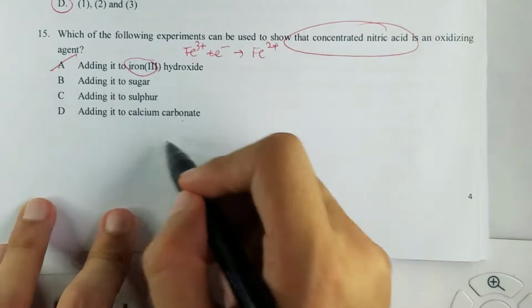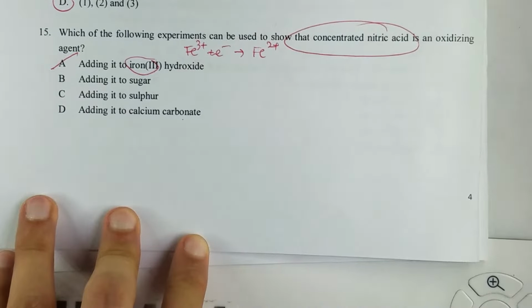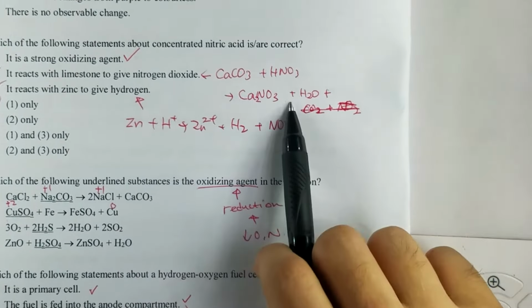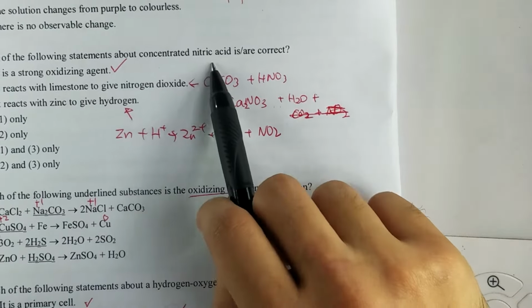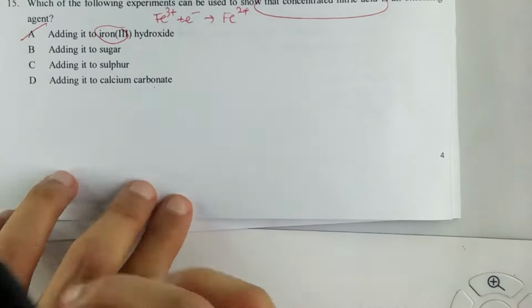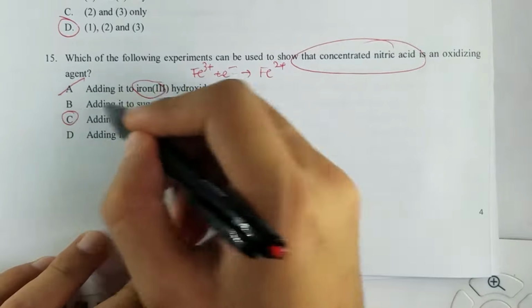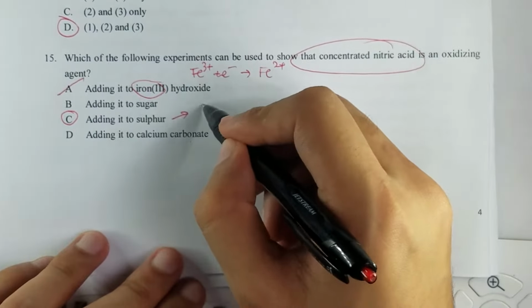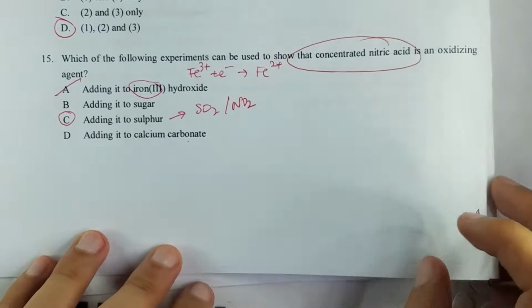And most of you also picked calcium carbonate. Now, how will I know whether there will be any nitrogen dioxide formed? If you remember question number 12, there won't be any nitrogen dioxide formed if I react with concentrated nitric acid. So therefore, we won't know if it has an oxidizing property. So the only option will be sulfur, because when it reacts with sulfur, it gives out SO2 and NO2. So the option will be C.